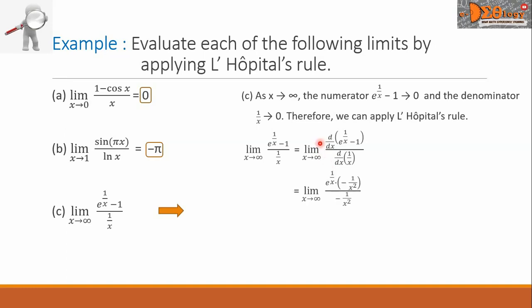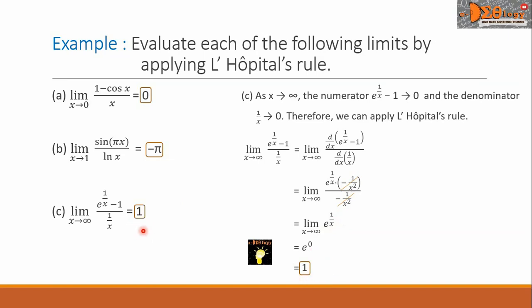Evaluating the derivatives, the numerator becomes e raised to 1 over x times negative 1 over x squared, all over the derivative of 1 over x, which is negative 1 over x squared. We can cancel this negative 1 over x squared, so we simplify this expression into the limit of e raised to 1 over x as x approaches infinity. The 1 over x becomes 1 over infinity, which is 0. So e raised to 0 is simply 1. This is the answer. We copy this answer opposite problem C.